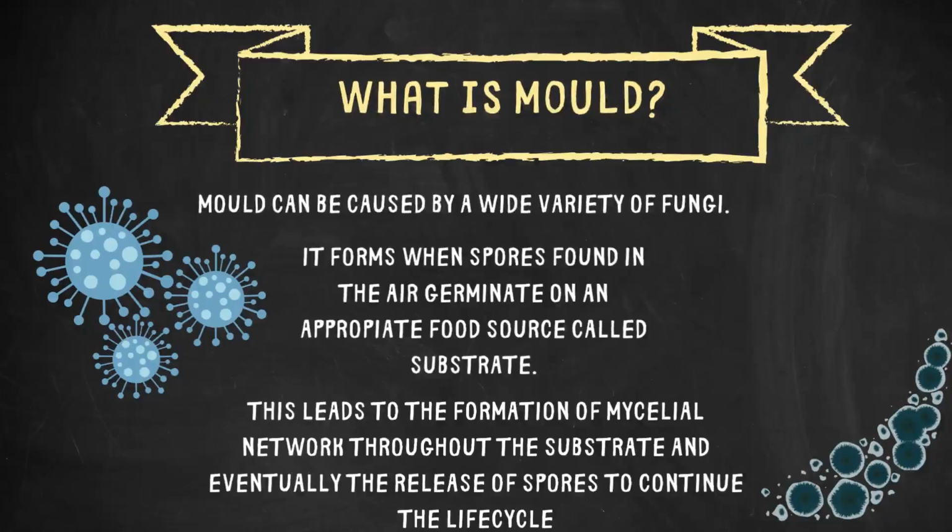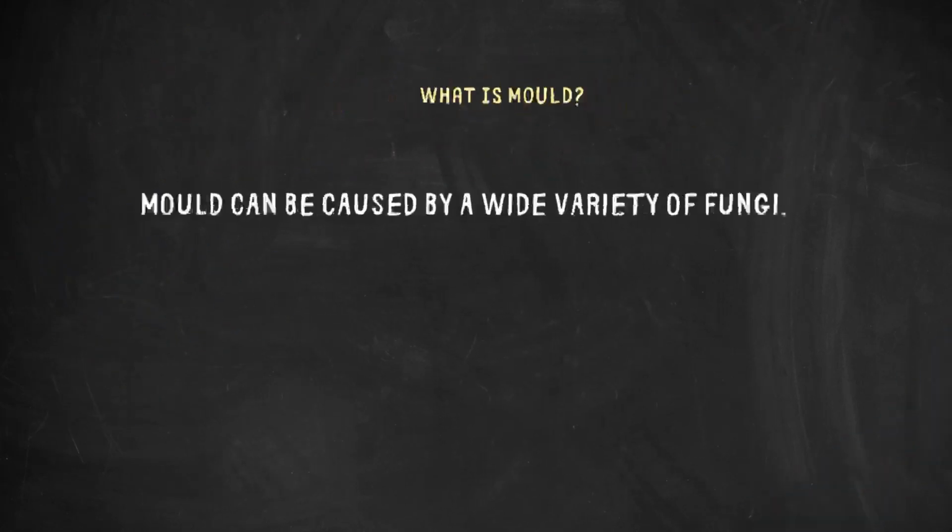Mould can be caused by a wide variety of fungi. They form when spores in the air germinate on a food source called a substrate. A mycelial network forms throughout the substrate, and eventually the release of spores continues the life cycle.